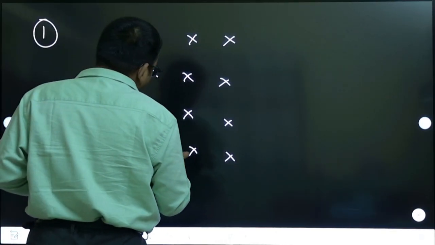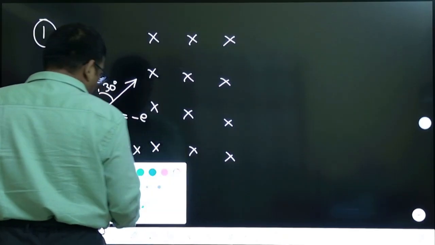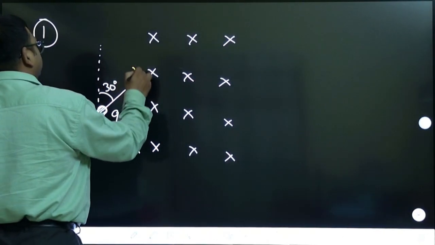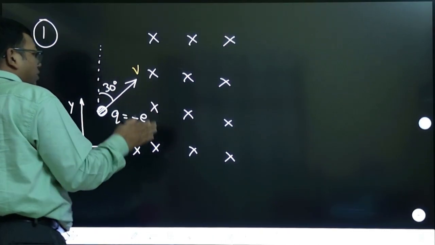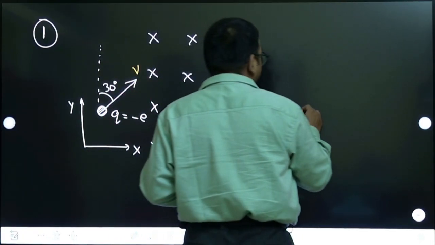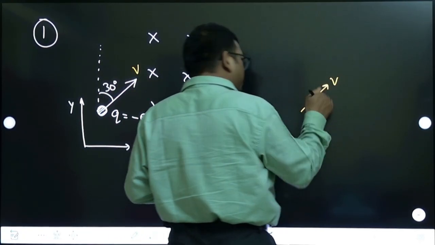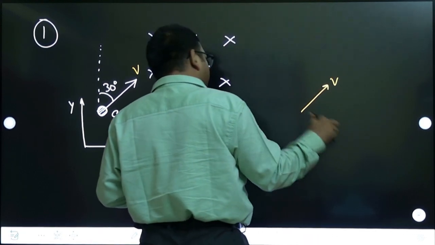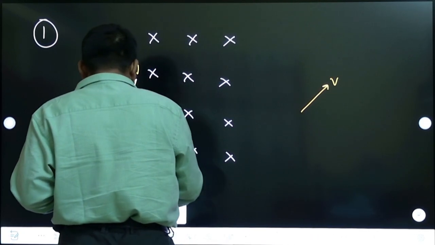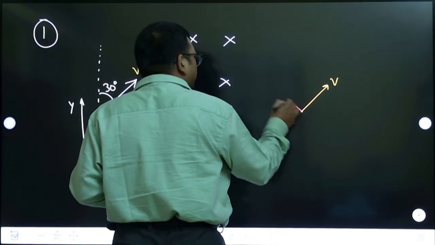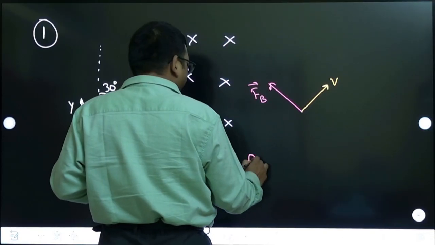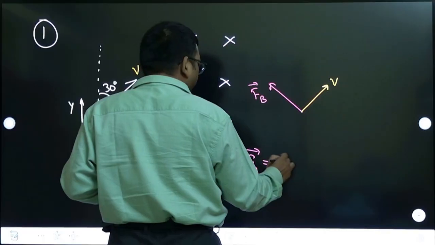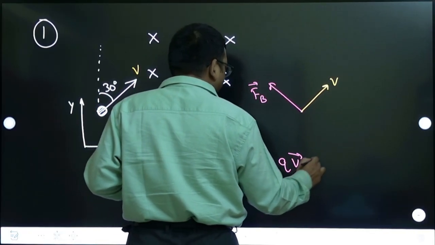So clearly you can see this is the direction of velocity. Let us say this is velocity and the magnetic field is inside. So what is the direction of V cross B? Suppose this is V and B is inside. So V cross B, when you do it, the force direction will come this way, right? Magnetic force direction. Why? Because magnetic force is equal to q V cross B.